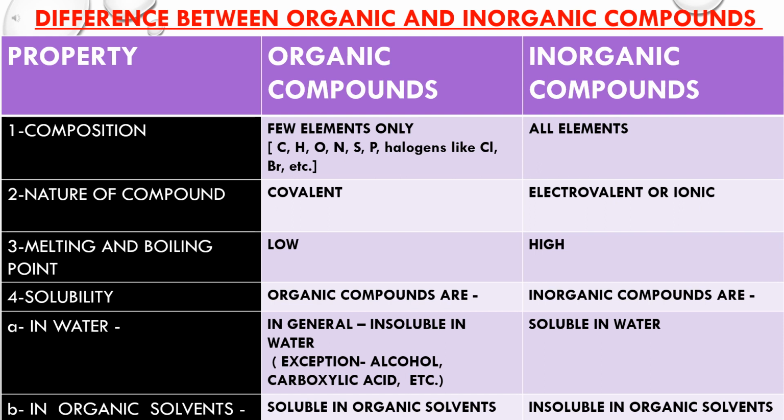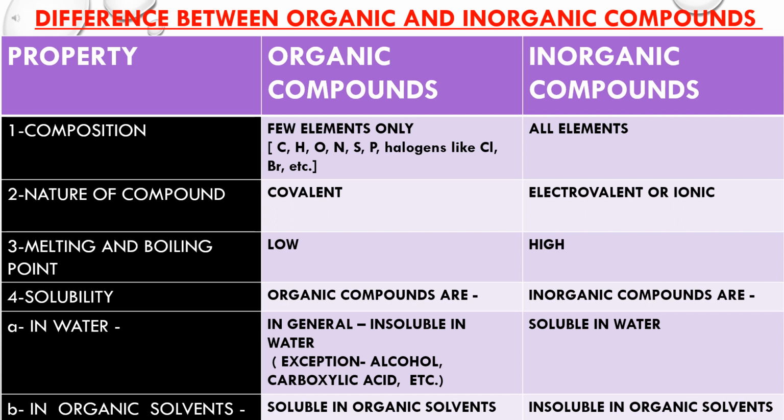Second property is on the basis of the nature of the compound. Since organic compounds are formed by sharing of electrons, these are covalent in nature. Whereas inorganic compounds are formed by transfer of electrons, that is why these are electrovalent or ionic in nature.